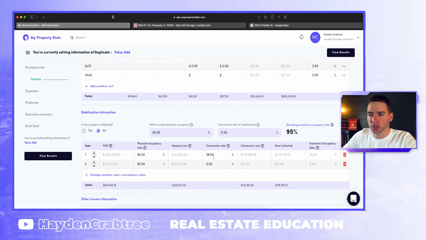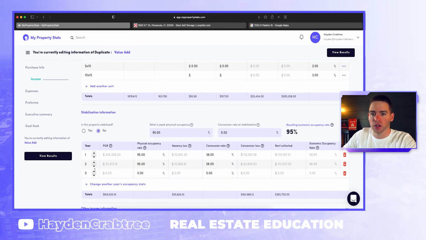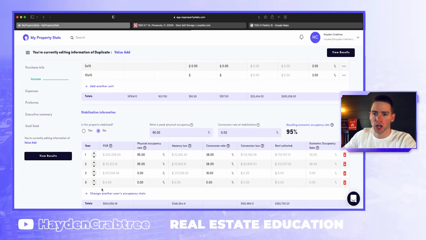I think that's a very conservative method to do. So I'm going to go from 38 to 28. I'm going to add another year, year three. Year three, I'm going to go from 28 to 18. And year four, I'm going to go from 18 down to 8, and then I won't have any more. And if I don't add a year 5, that pretty much shows that I'm now at peak physical occupancy and concession rate, which is 95% and 0%. So I want to make sure I add these in, that we're at 95, 95, 95 on the physical occupied.